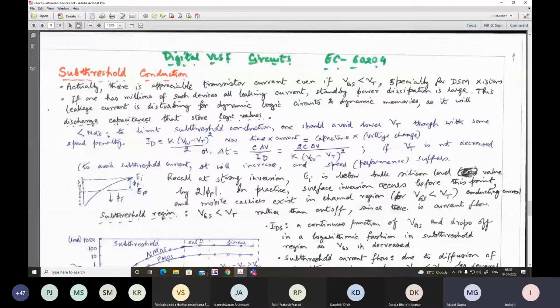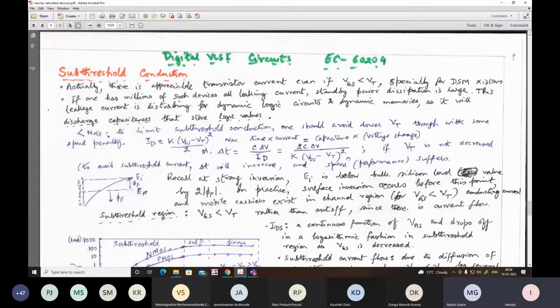Subthreshold conduction means that when the gate to source voltage is below the technology threshold voltage, still appreciable current conduction takes place. But by slightly bringing down the gate to source voltage somewhat lower, the current will decrease exponentially. It can be shown to vary exponentially, so current will decrease by an order of magnitude. So what is the reason behind that? That we tend to investigate.